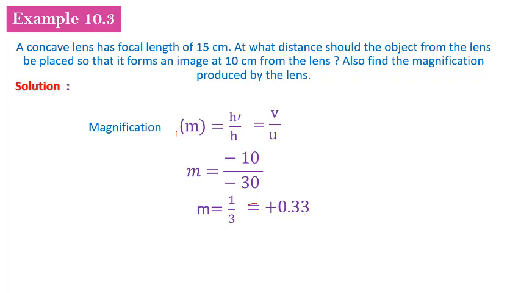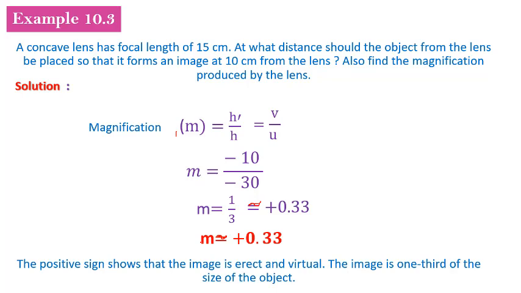This is approx. You can use this symbol, which is the symbol of approx. Okay, approx plus 0.33. The positive sign shows that the image is erect and virtual. The image is 1/3 of the size of the object. Okay, you can pause the video or go back and write it down.